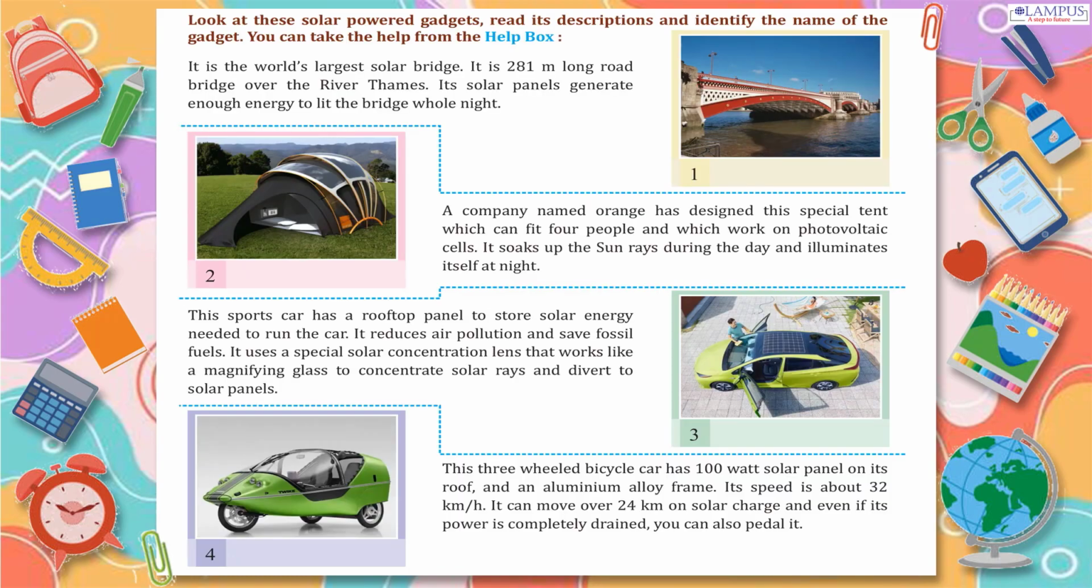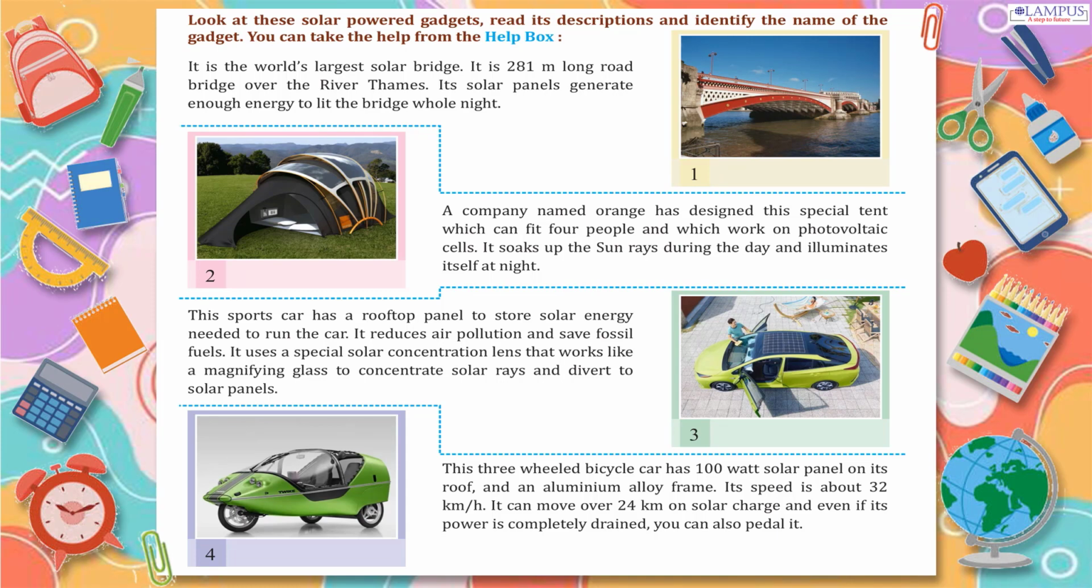Look at these solar-powered gadgets, read its descriptions and identify the name of the gadget. You can take the help from the help box. It is the world's largest solar bridge. It is 281 meters long road bridge over the River Thames. Its solar panels generate enough energy to light the bridge the whole night.